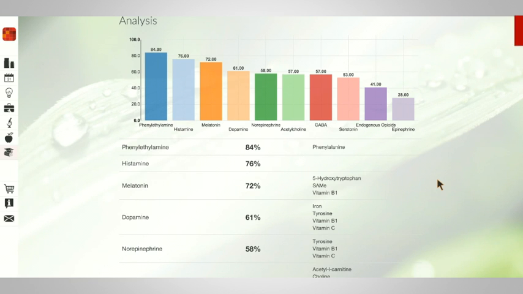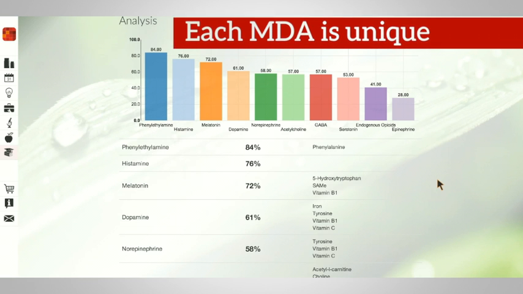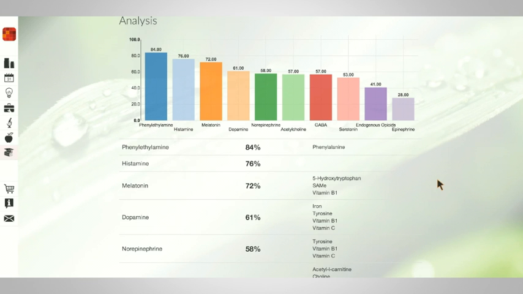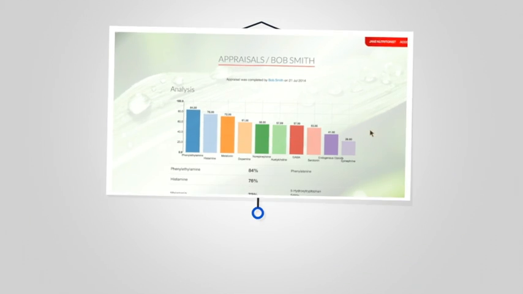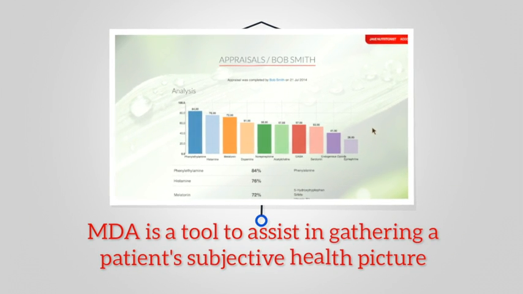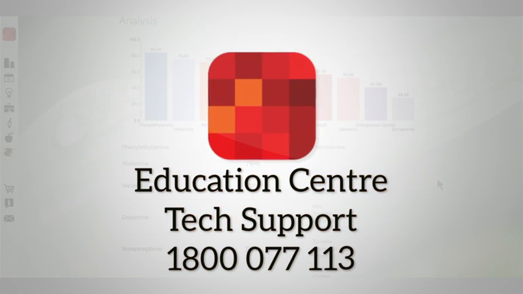Each MDA will change depending on the results and the clinical case, but hopefully that gives you a basic overview of how we approach the MDA and some basic ways of looking at it and interpreting the results. The MDA is of course not a diagnostic tool. It is simply a tool that's used to flag some neurotransmitters that might be worth supporting, and if you have any questions, always contact tech support.